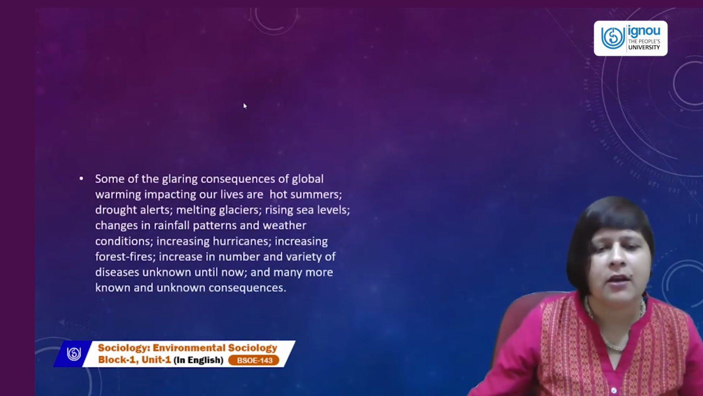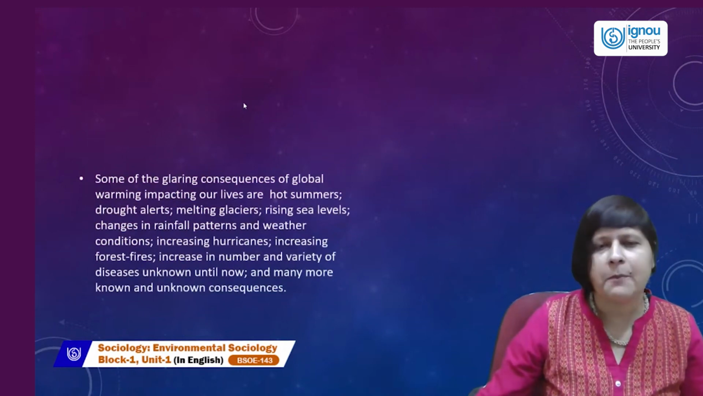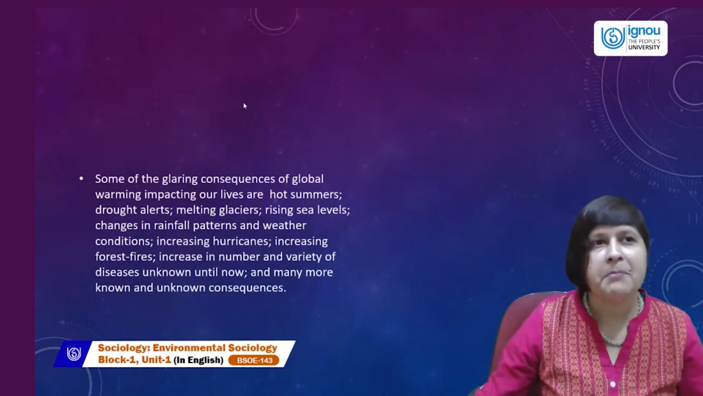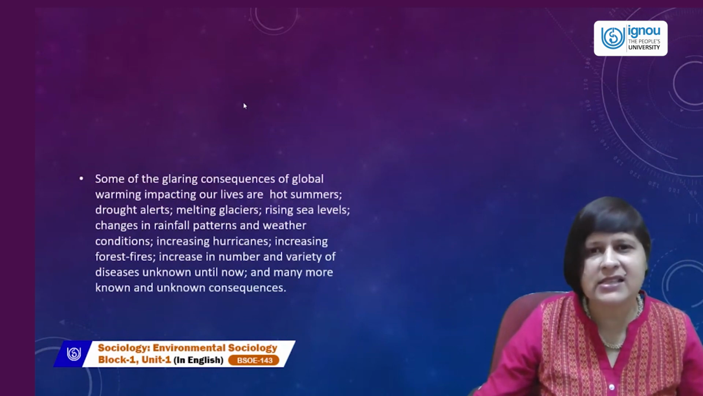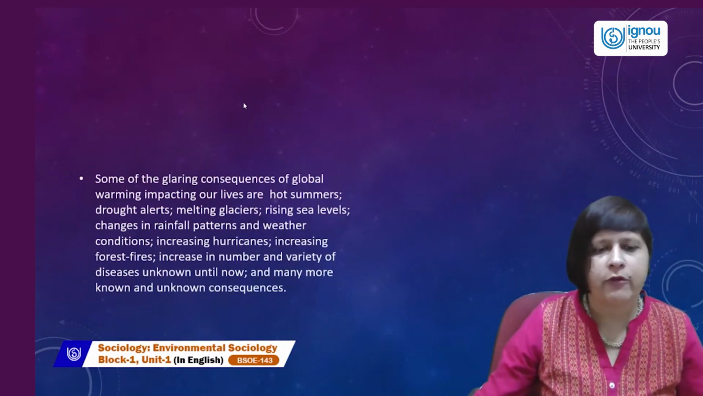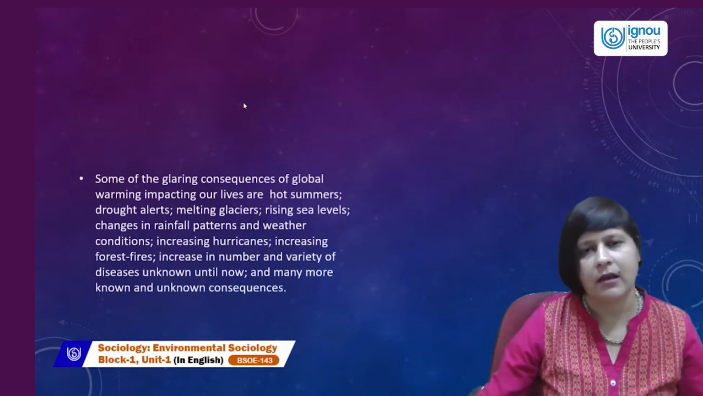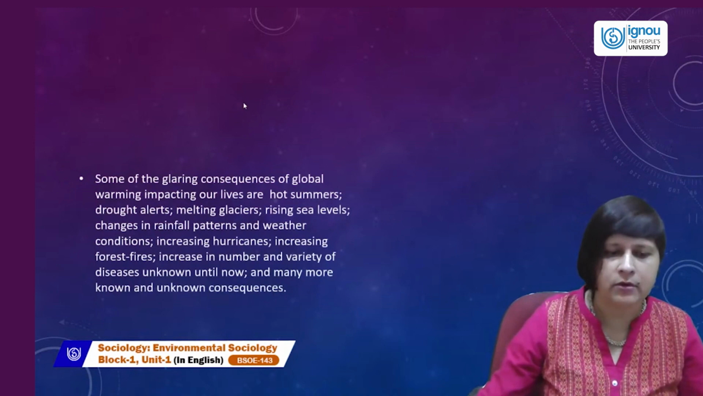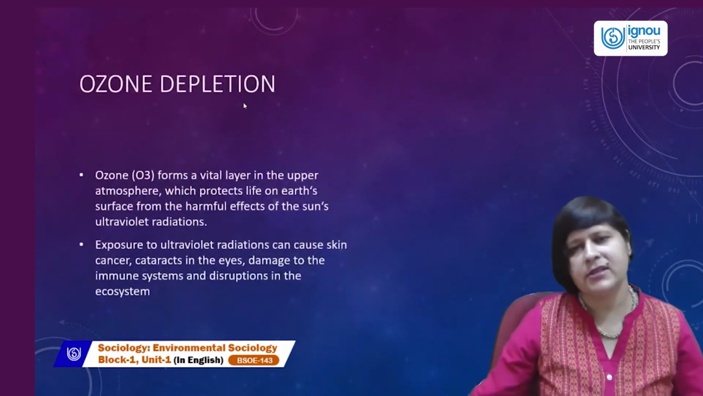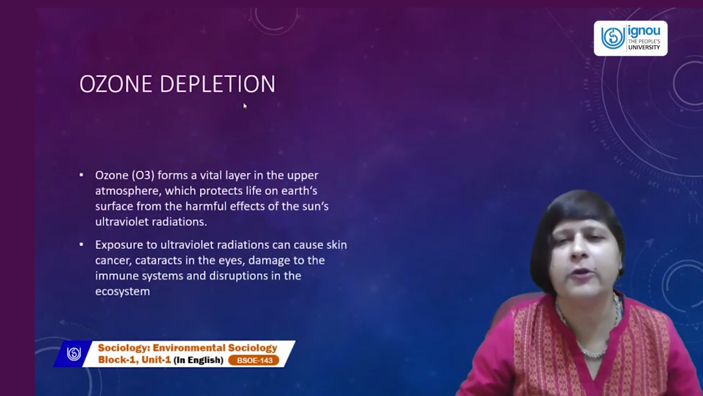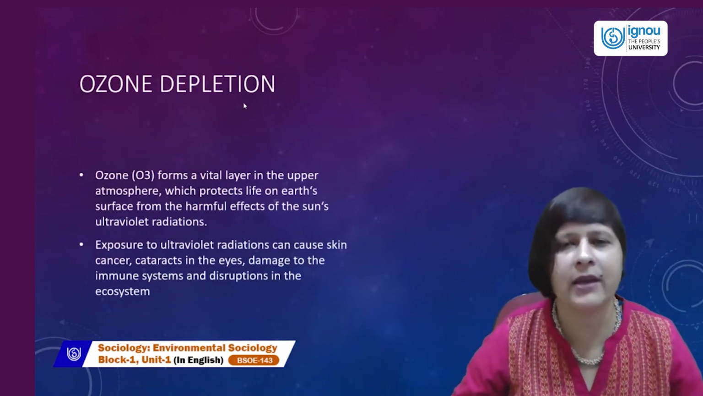Some of the glaring consequences of global warming that impact our lives are hot summers, droughts, melting glaciers, rising sea levels, change in rainfall patterns and weather conditions, increasing forest fires, and an increase in the number and varieties of diseases unknown until now, and many more known and unknown consequences. Another is ozone depletion. It is a result of extra human activity.